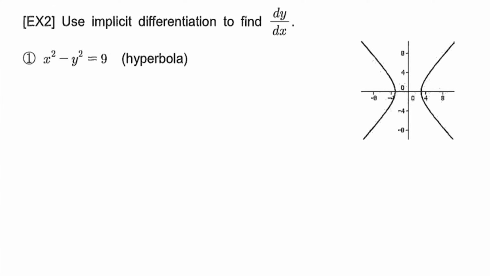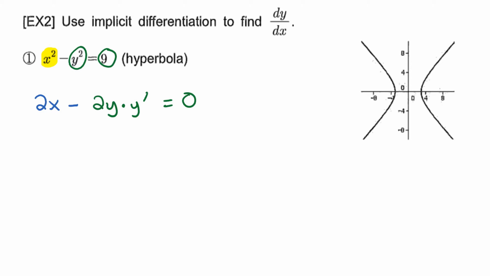Alright, so for example number 2, I need to use implicit derivatives again to find the derivative, which is dy over dx. And now I have x squared minus y squared equals 9. Okay, so let's take a look at x squared there. What's the derivative of that? The derivative of that is just 2x minus. And then what is the derivative of y squared? Well, we just talked about that. That's going to be 2y times y prime equals, and the derivative of 9 is going to be 0.